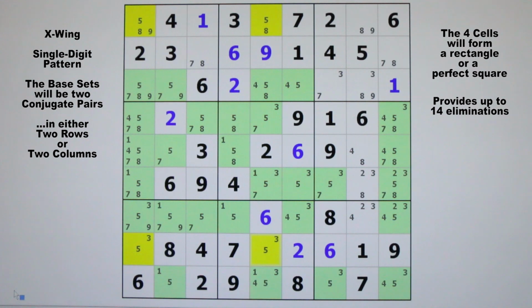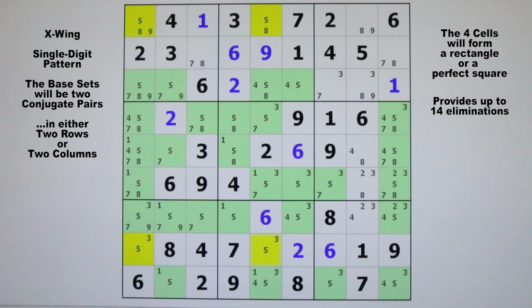So we know that because the base sets are in the rows, one of the diagonal pairs has to be true, either the upper left and the lower right, or the lower left and the upper right must be true. Therefore, we can eliminate all other candidate 5s in those two columns, in column 1 and in column 5.